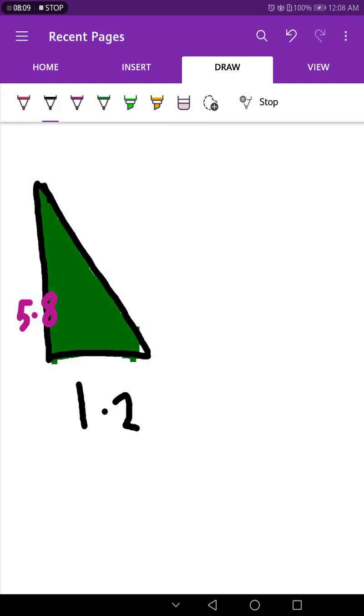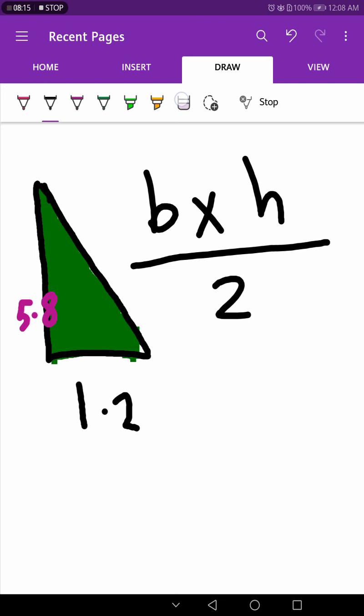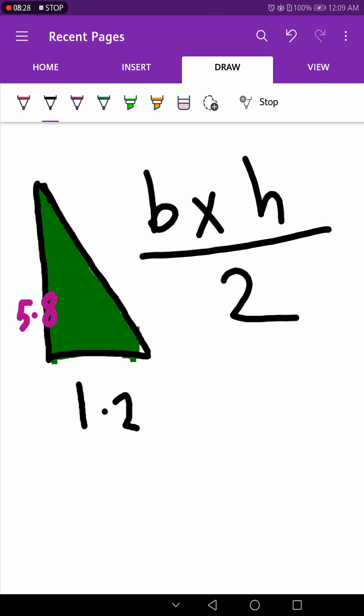Easy peasy. It is base multiplied by height, over 2, because before I told you if I multiply base by height and get the answer, you find the area of a parallelogram, yes or no? But if you divide it by 2, you find the area of a triangle. So 1.2, let us do it.